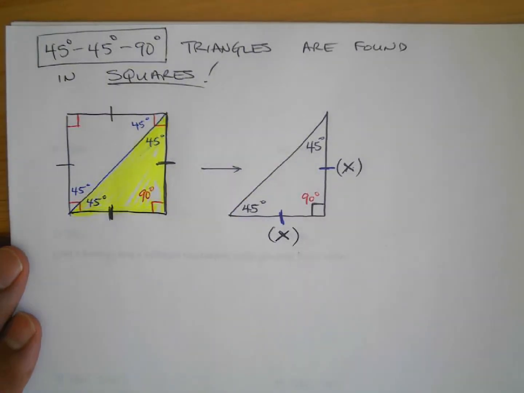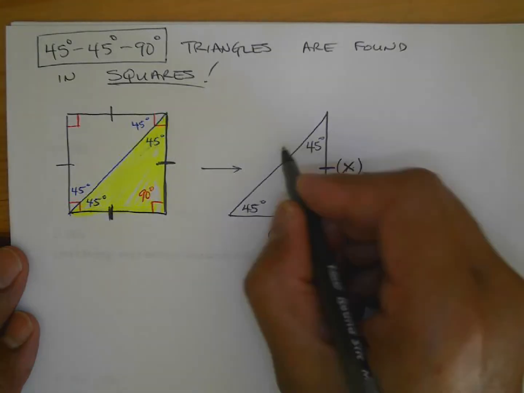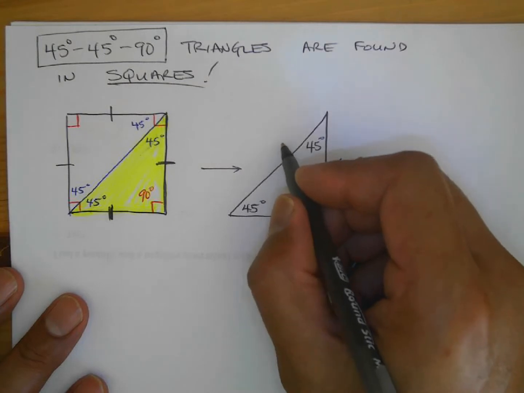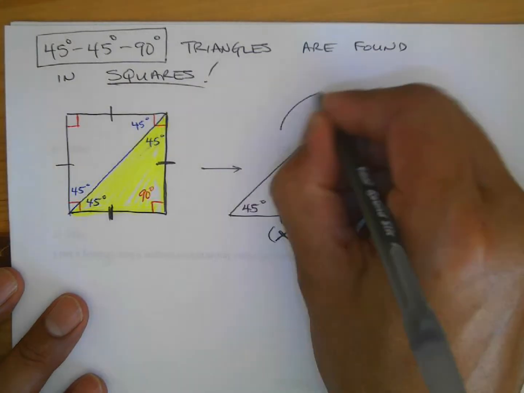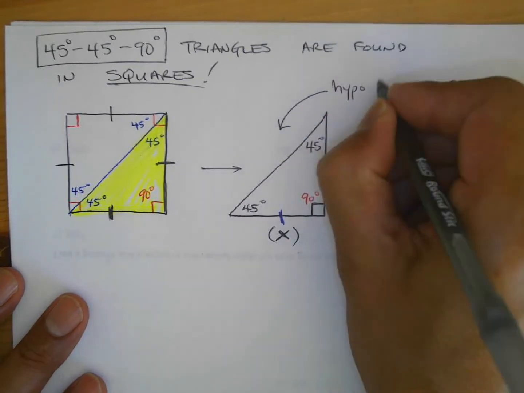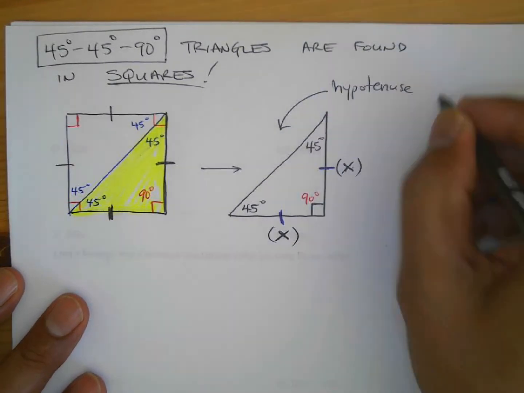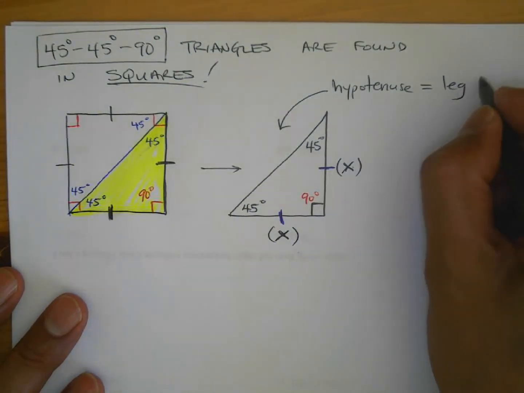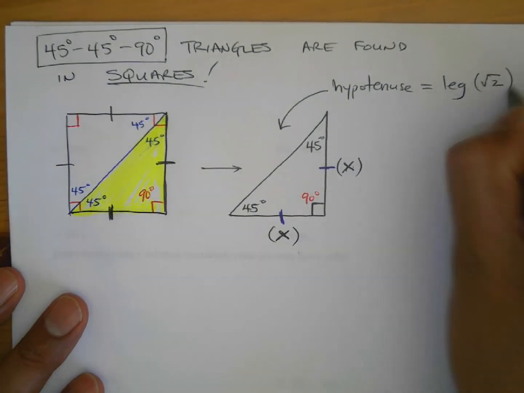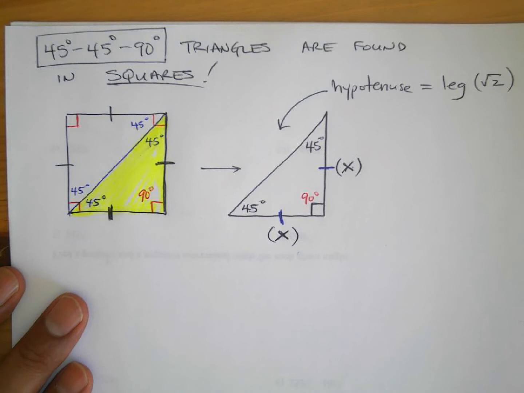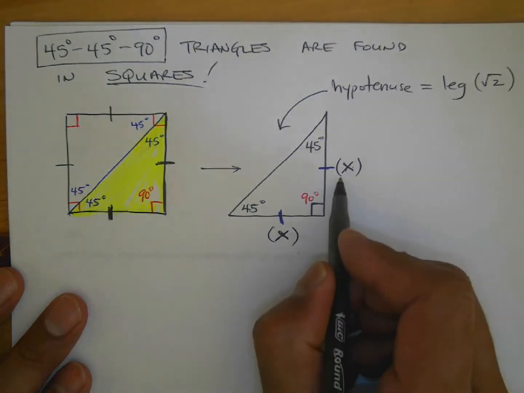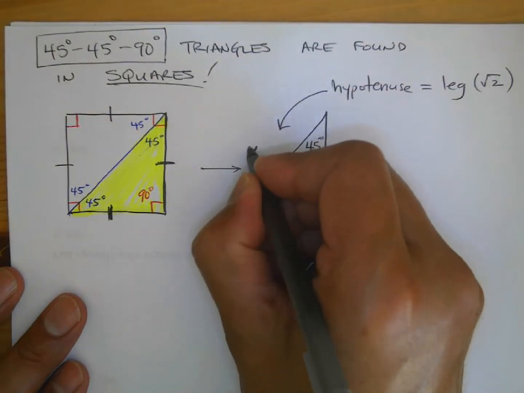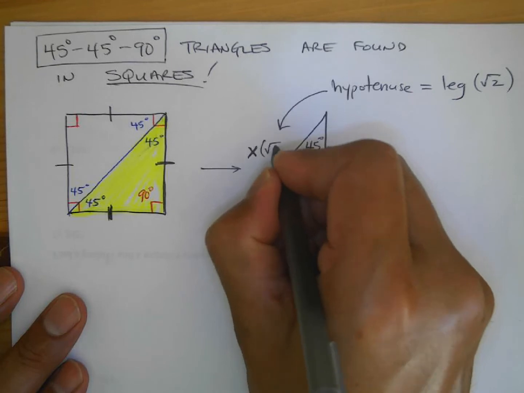If this is x and this is x, from the previous notes, remember I told you the hypotenuse is whatever the measure of the leg is times root 2. I put this in the other notes earlier. Well, in this case, the measure of the leg, we don't know it yet. It's x times root 2.